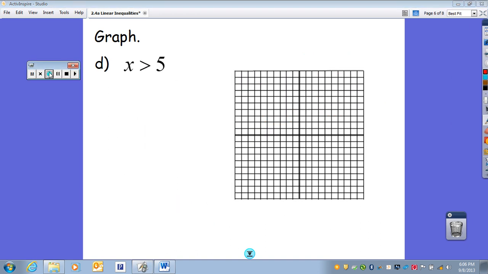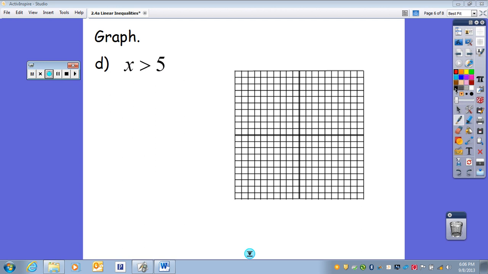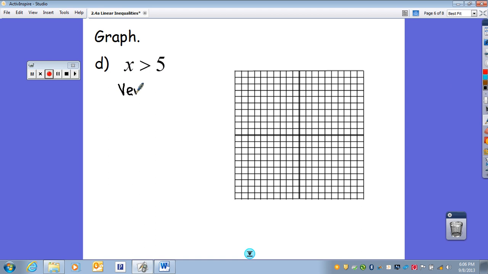Here's our next example. We have x being greater than 5. So let's take a look. We know that if we see only an x variable, this is going to represent a vertical line. And that vertical line is going to take place where the x value is 5. So I'm going to put one of my points at 5, 0. Next, we need to take a look at the symbol, and it's a greater than symbol. So that means that we are going to have a dashed line at x being equal to 5.